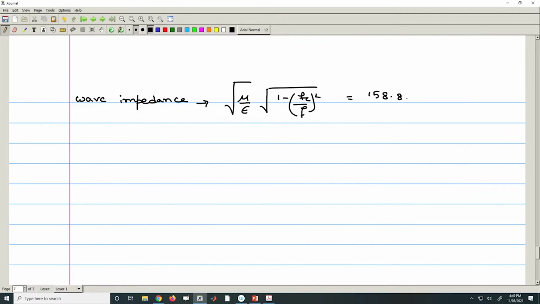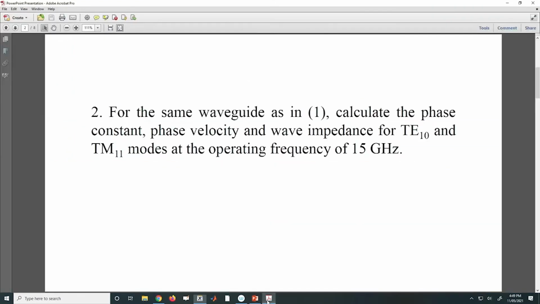Next is wave impedance. Wave impedance, we have, one minus Fc upon f square. So, again substituting we will get 158.8 ohm. Okay. Now, the next question.